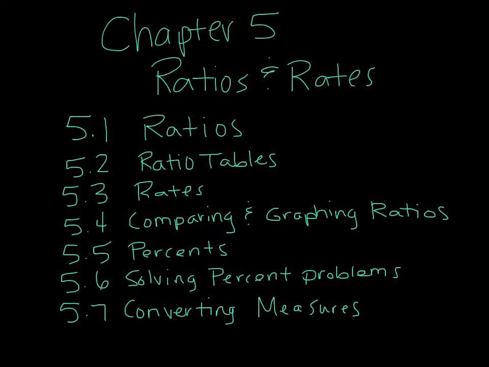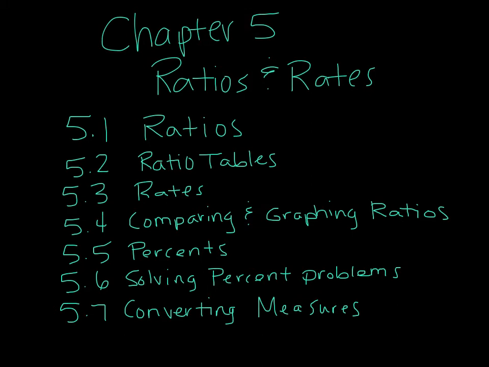Welcome to Chapter 5. It's ratios and rates, and I've listed out here the different sections we have. The way we're going to do this chapter might be a little bit different than what we've done in the past because there's so many sections. So we're going to start off with 5.1, which is ratios, and then this will be a video, and then we'll go from there, and I'll let you know what we're doing as we go. So let's start with ratios, and we're starting on page 192 out of Big Green.